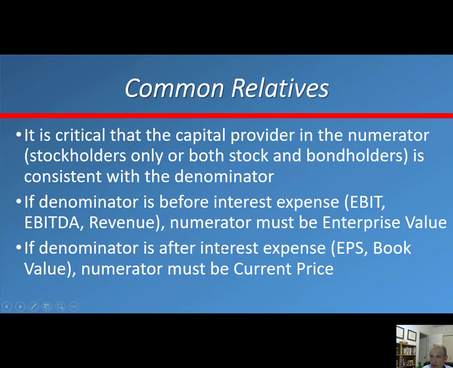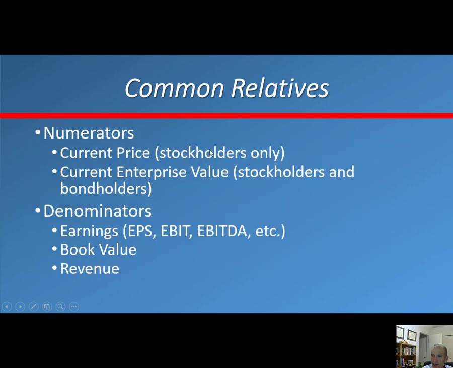If the denominator is after interest expense, so earnings per share, that's net of interest expense. Book value, that's the net book value, the net worth of the firm. That's after all the interest expense. Then you use price. So that's why I said up here, you have price to earnings, price to book value. You have enterprise value to EBIT, enterprise value to EBITDA, enterprise value to revenue. All right, you might want to write that out again. Let me say it again.